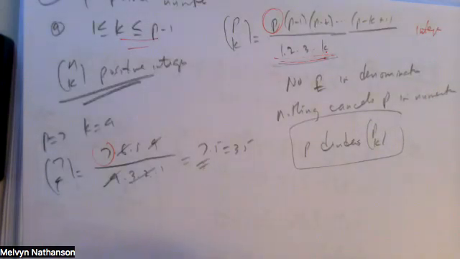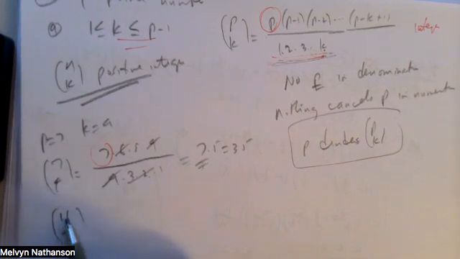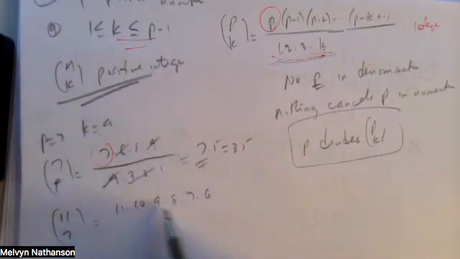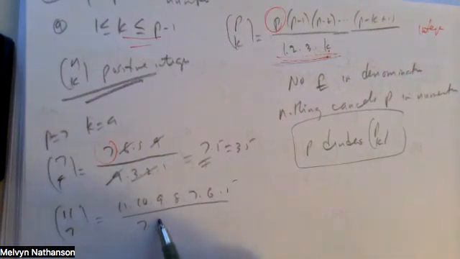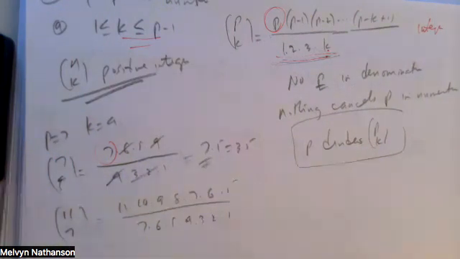And you can just look at some more examples, just to convince yourself it's true. Suppose I take 11 choose 7, where 11 is a prime. 11, 10, 9, 8, 7, 6, 5. There are 7 numbers there. 7, 6, 5, 4, 3, 2, 1. I claim this is going to be divisible by 11. Well, there's no 11 in the denominator to cancel this 11.